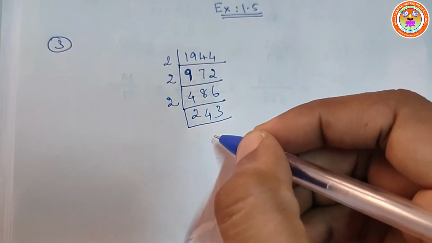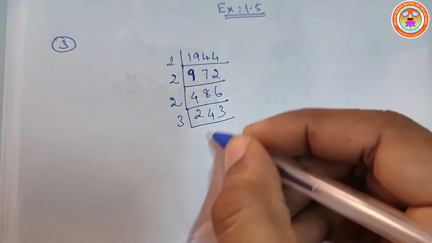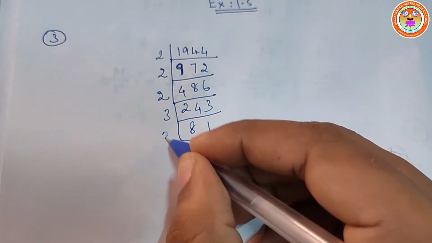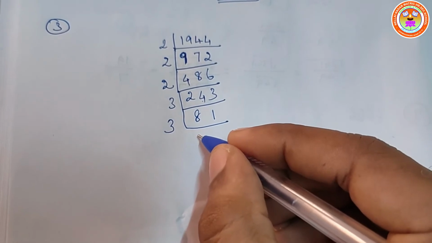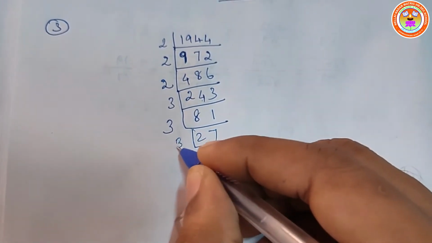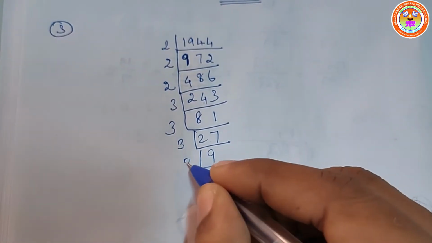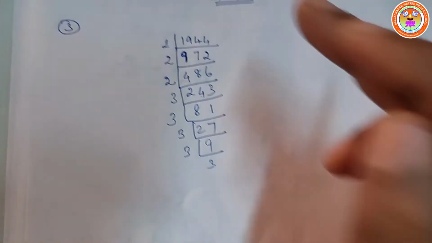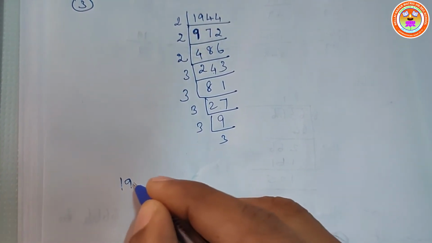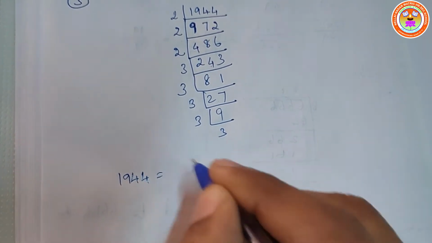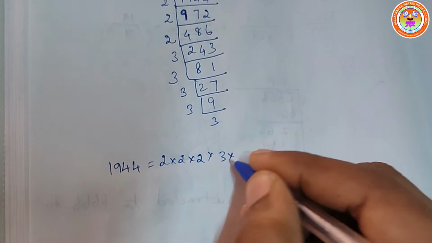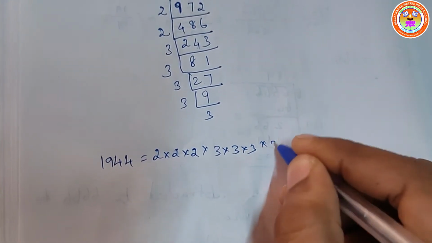This you can go for the three tables. 24 is 8 times, and 3 1s are 3. Again we can go for three tables. 2 3s are 6, remainder 2. 21, 7 times. Again you go for three tables, 9 times. Again you go for three tables, 3 times. So like this only you have to do the prime factorization. So factors for 1944 is 2 into 2 into 2 into 3 into 3 into 3 into 3 into 3.